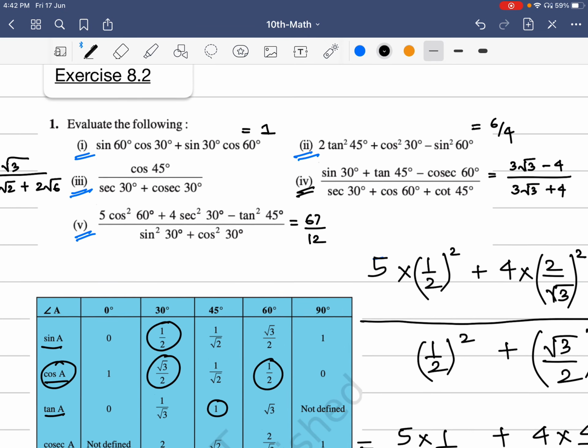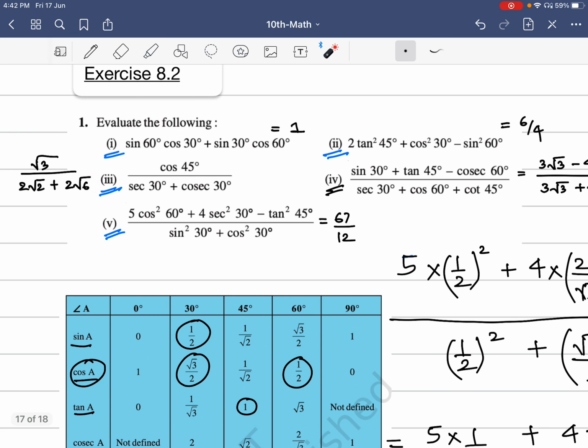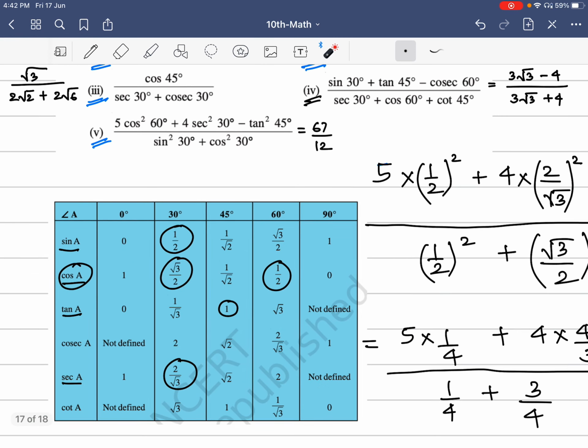Thus we started with evaluating the following, question number 1, and we have found out the first, the second, the third, the fourth expression value, and this one is the fifth expression value, which we have taken from this table. A very simple straightforward question. You just need to know the appropriate values of all the 6 trigonometric ratios for all the 5 specific angles.